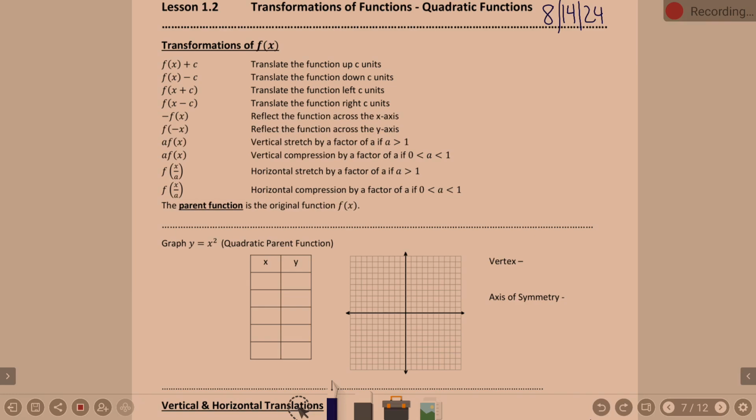Transformations, quadratic functions. This chart is still the same, yes? Okay, same chart we saw. Difference today, our parent function is now x squared instead of absolute value of x. Okay, that is our big difference.